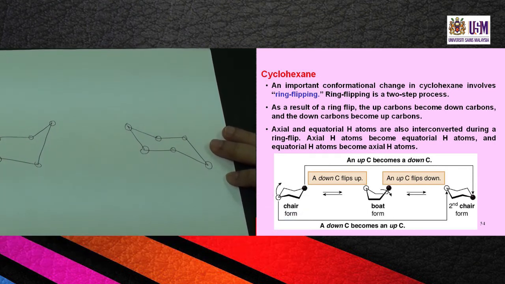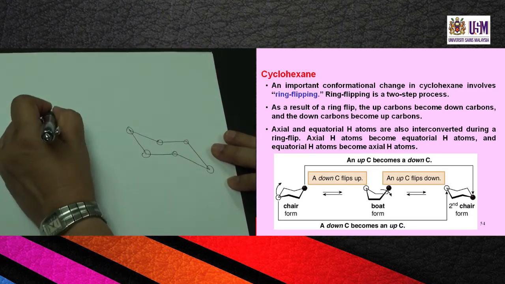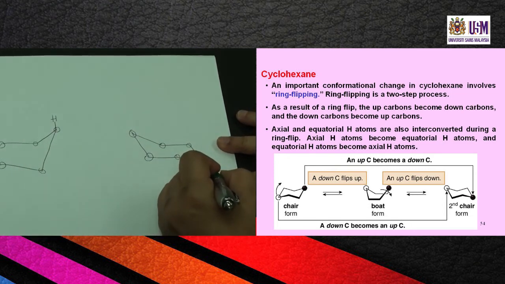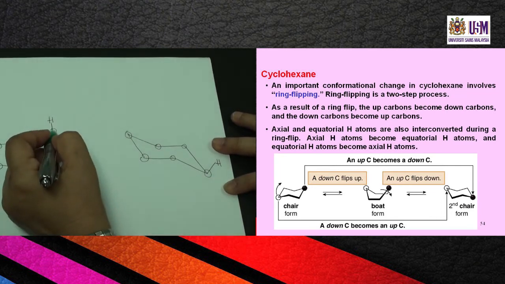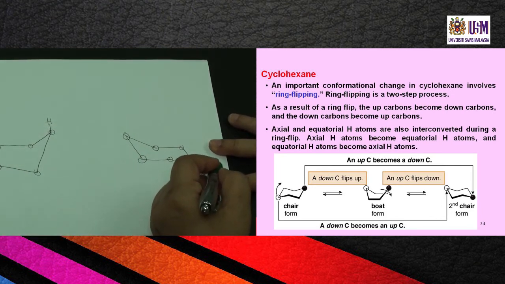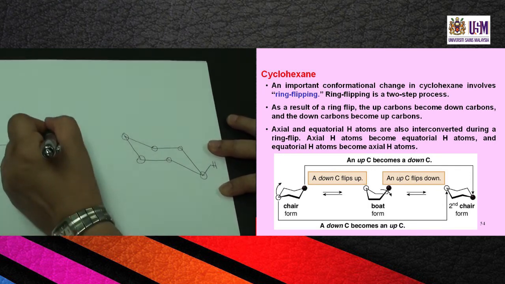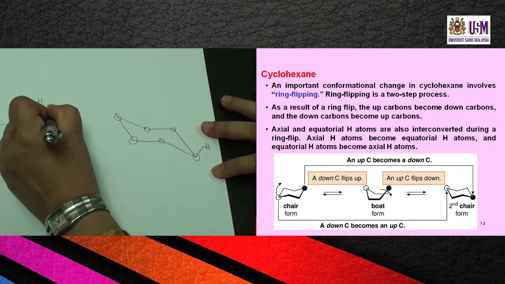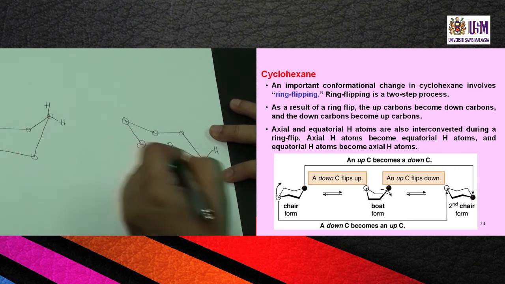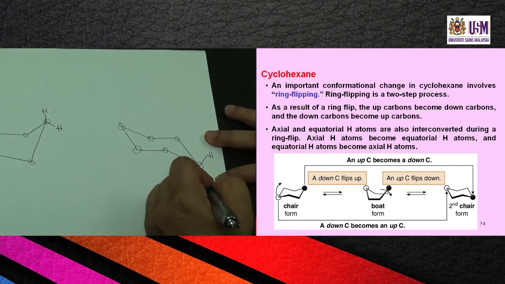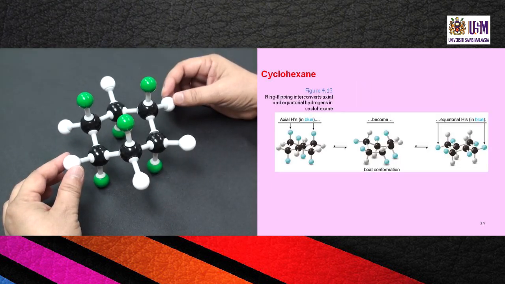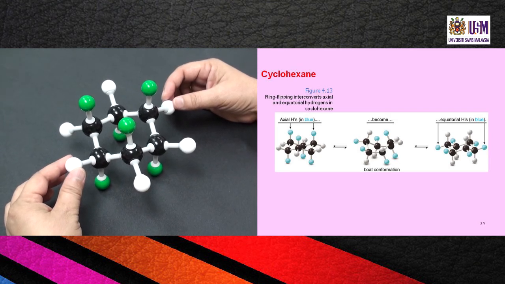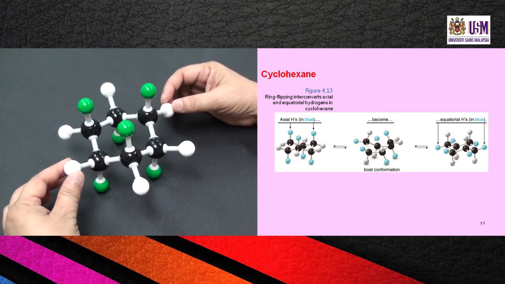Axial and equatorial hydrogens are interconverted during a ring flip. All axial hydrogens, for instance, will become equatorial hydrogens, and they are still facing in the same direction, this is up and this is also up. And this is the equatorial hydrogen. When this carbon flips down, it will be axial going down. Ring flipping interconverts axial and equatorial hydrogens in the cyclohexane.